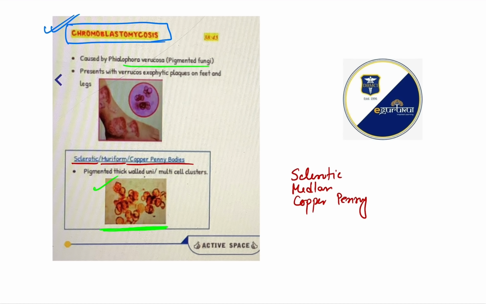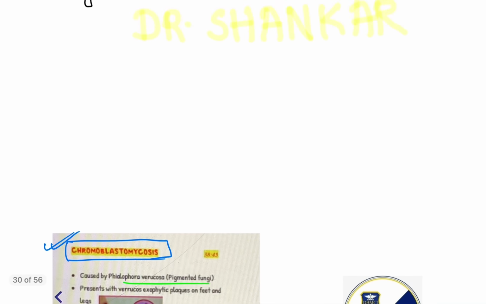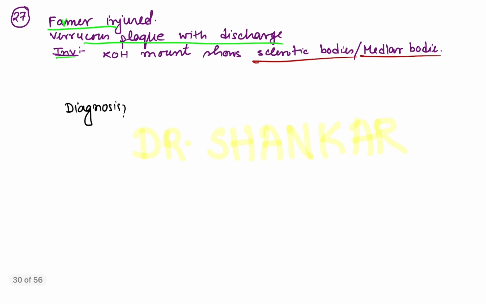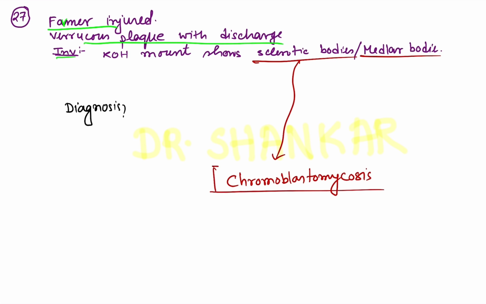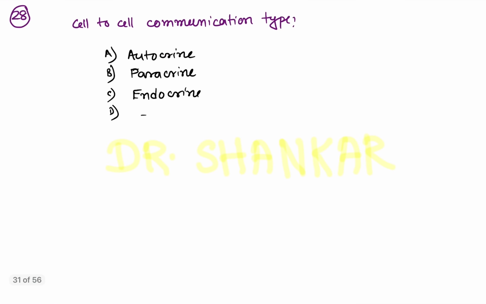Okay, so it's a pigmented fungus presenting with this cutaneous mycosis. So this sclerotic body is suggestive of chromoblastomycosis. So the answer is chromoblastomycosis. I think in the last NEET they asked another question, rose gardener's disease, and this time they asked chromoblastomycosis. Last time sporotrichosis was asked, this time chromoblastomycosis.